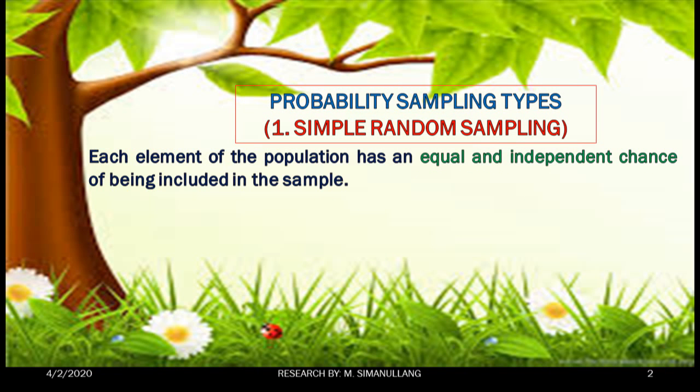In simple random sampling, each element of the population has an equal and independent chance of being included in the sample. It has an equal and independent chance. It means all the population should have an equal and independent chance to be taken or to be included in the sample.